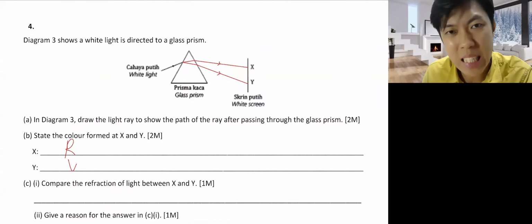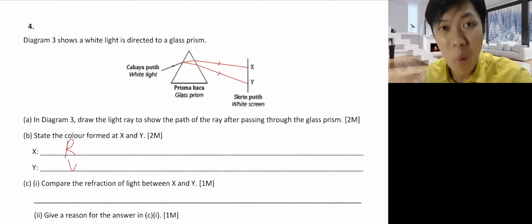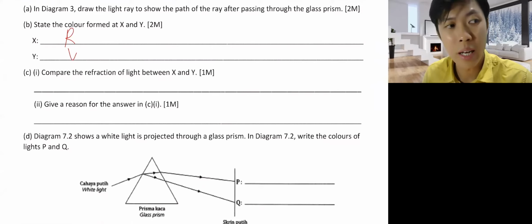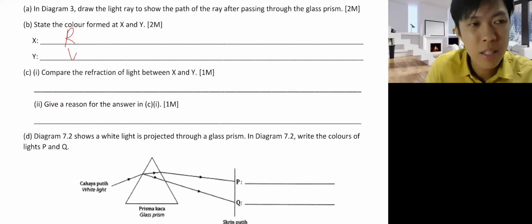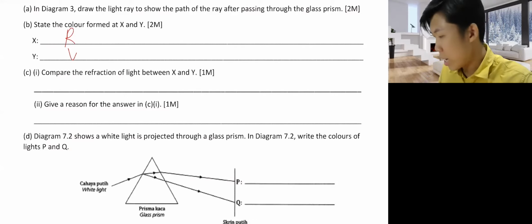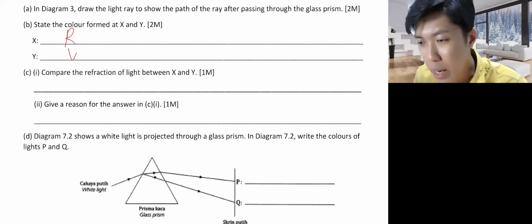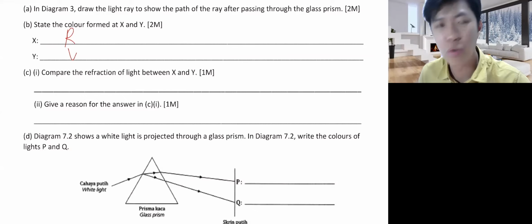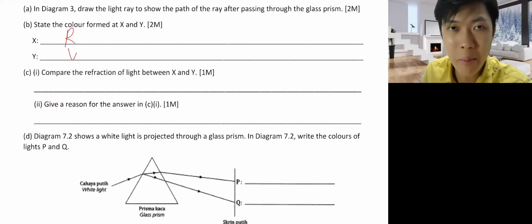Why does X bend less? Why does Y bend more? Because X is faster, Y is slower. As long as you make a sentence to compare, it's okay. So maybe you should write like light Y travels at a slower speed, faster speed. You try and form your sentence. No problem. So I guess we'll stop here. The other part we will do next week with the color. So that's it for tonight, my friends.